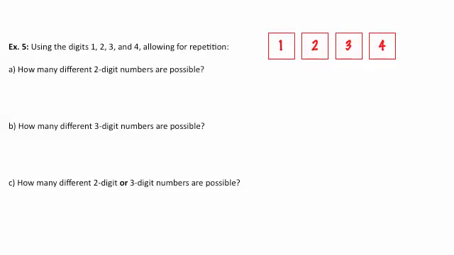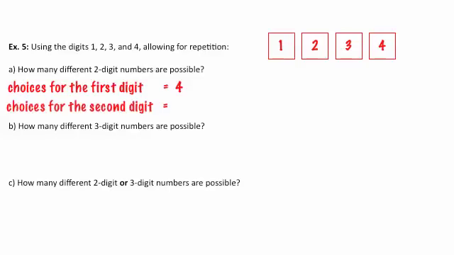And how many 2-digit numbers are possible? So we only want 2 digits at a time. How many options do we have for the first digit? Well, we have 4 because there's 4 things to choose from. We're allowed to repeat, so how many choices would we have for the second digit? Of course, the answer there is 4. Because a 2-digit number is the first digit and the second digit, we multiply them together and we get 16 possibilities for 2-digit numbers.